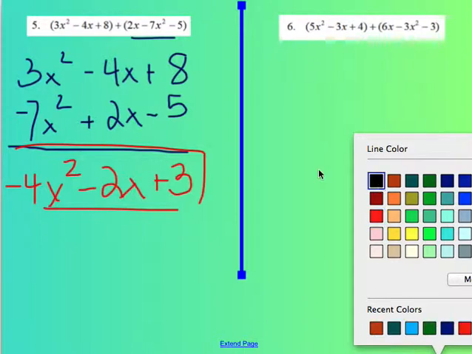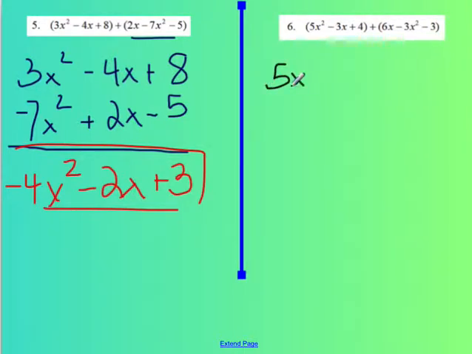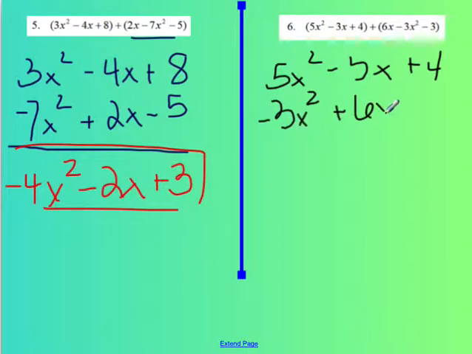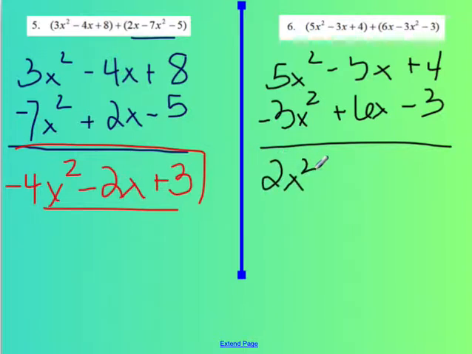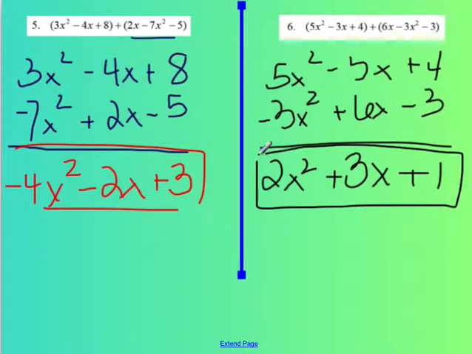Let's do the same for number 6, again using the vertical method. You can just add across like terms if you want, but using the vertical method really guarantees that you're putting it in the right order. So we're going to do negative 3x squared here. And then I'm going to put 6x in the x column, and I'm going to put negative 3 in the constant column. And then I'm just going to add down the columns. Well, 5x squared minus 3x squared is 2x squared. Negative 3x plus 6x is going to give me 3x. 4 minus 3 is going to give me 1. So again, we have our exponents going in descending order. All of our like terms are combined. So this right here is in standard form.